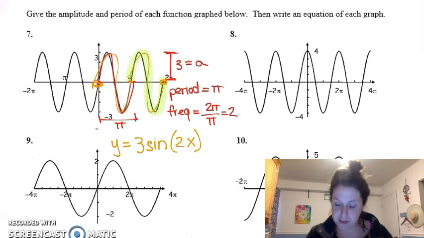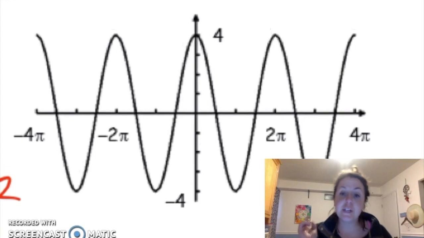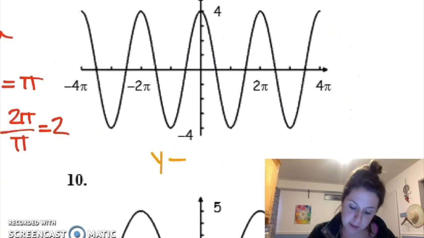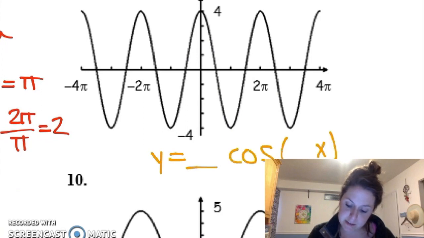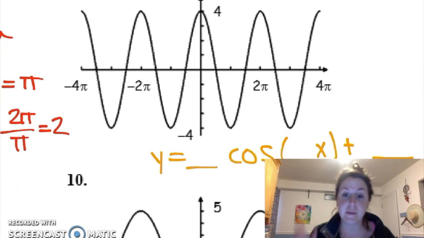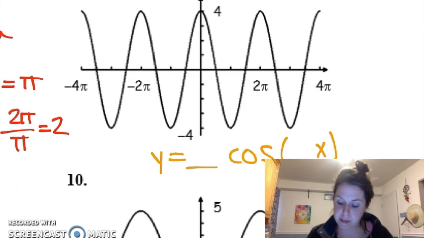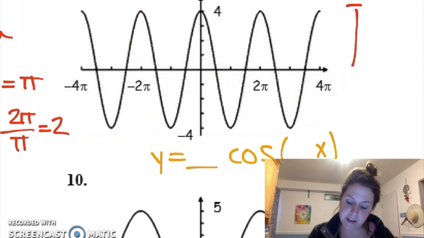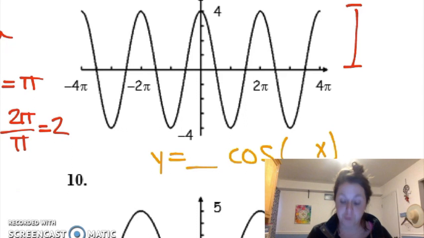All right, let's try another one of these. So let's look at this one. So first of all, I see this is a cosine curve. So y equals blank cos blank x, and then plus blank, right? We've talked about doing that. In this case, the midline is 0, so you don't need the plus at the end. Now, your amplitude from the center to the top is 4. So amplitude is 4.